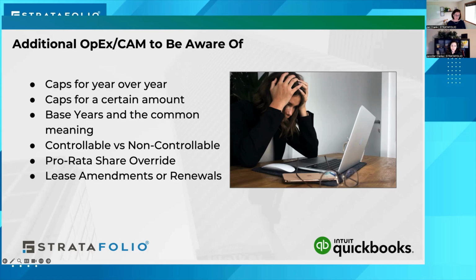We do have the ability also to break out controllable versus non-controllable categories. This can help differentiate your reconciliation on those expenses that are beyond your control or not. Typically a non-controllable can be something like snow removal, since it varies from year to year. Controllable can be something that the landlord has control over, like perhaps parking lot maintenance. All of these things should be clearly stated in the lease.